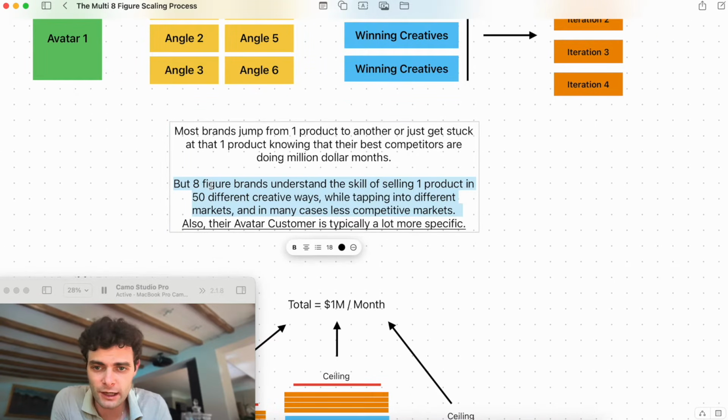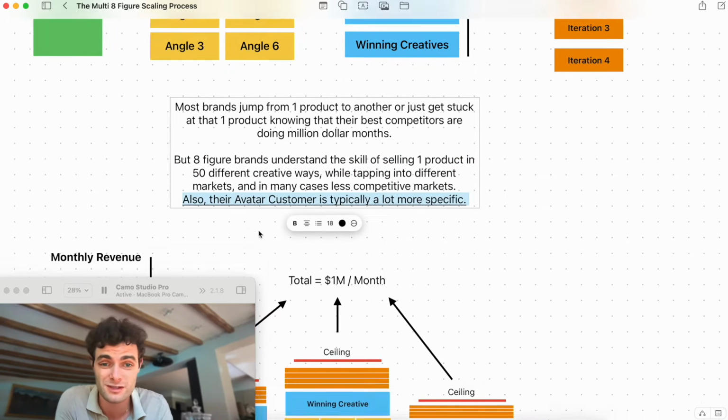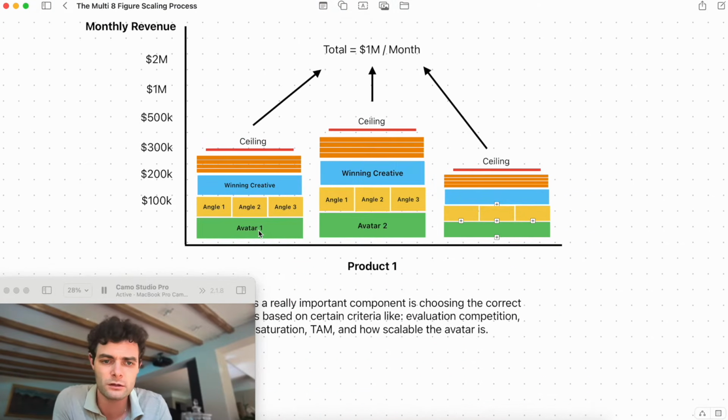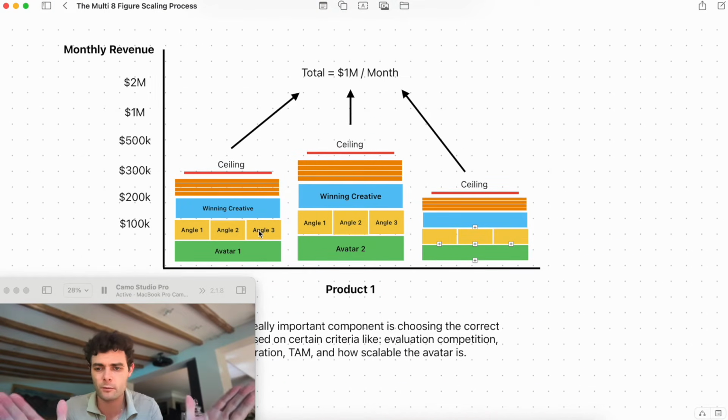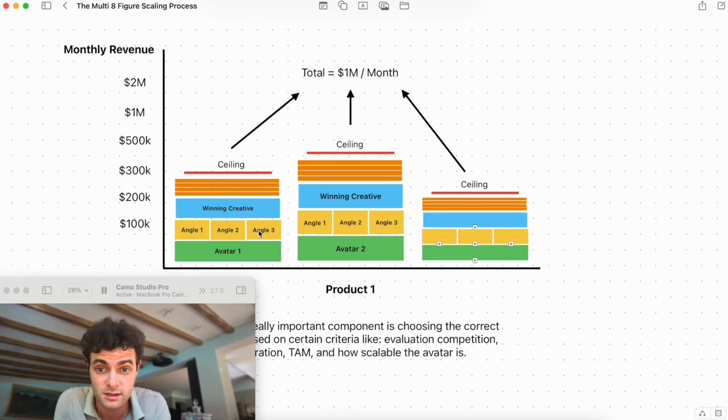So this is what they're doing. But as I said here, 8-figure brands understand the skill of selling one product, as I said before, in 50 different creative ways, while tapping into different markets, and in many cases, less competitive markets, right? Also, their avatar customer is typically a lot more specific. This is what it looks like, and I wish I could scale this even more, but they basically build foundations for every avatar customer, including sales processes and sales journey.